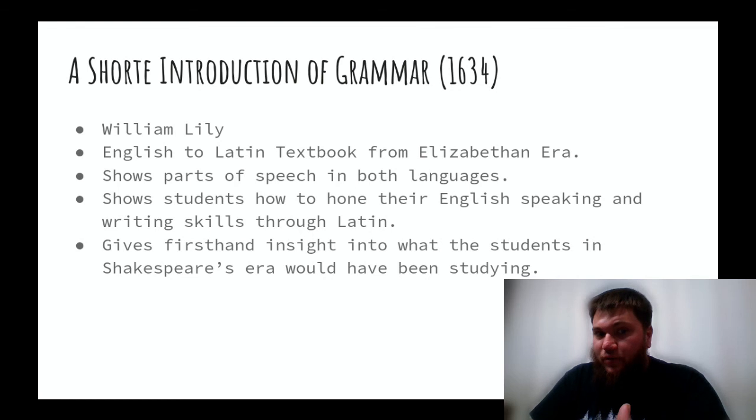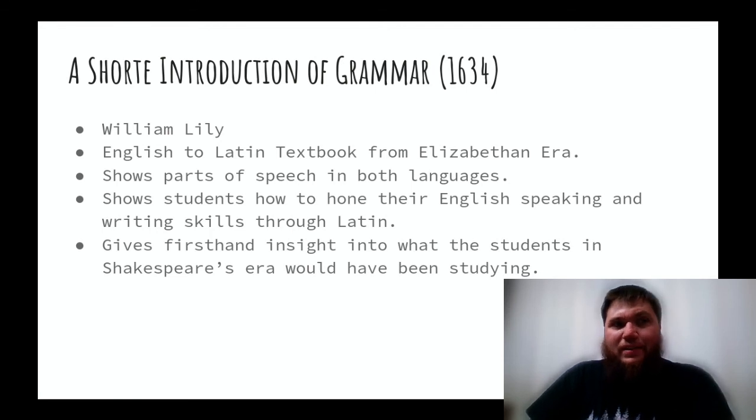It shows these students from the era how to hone their English speaking and writing skills through the use of Latin, which is where we get a lot of our prescriptive rules. And then it gives firsthand insight into what the students in Shakespeare's era would have been studying, which is kind of what I've been saying. But it allows us to see, oh, this is where this comes from, or that makes sense why we lost that word.